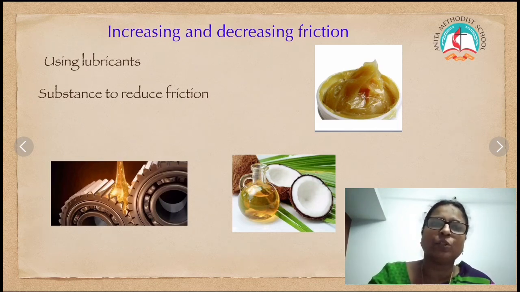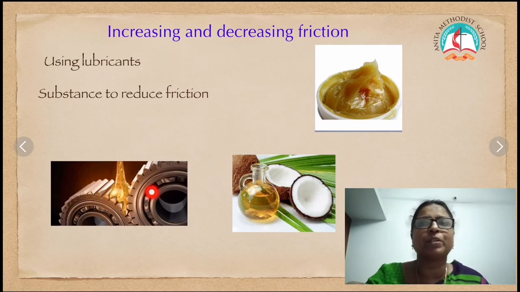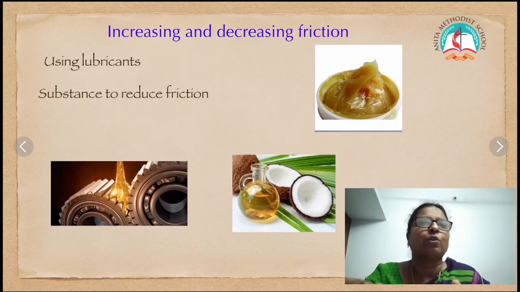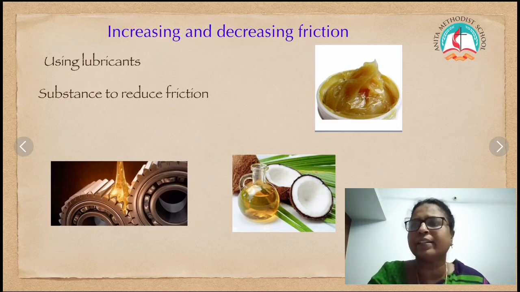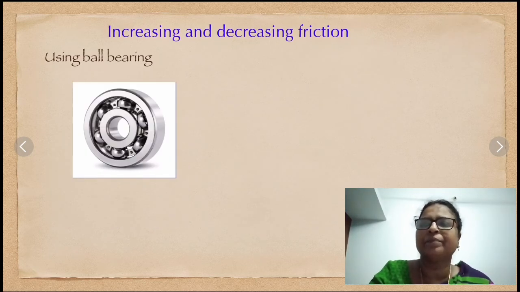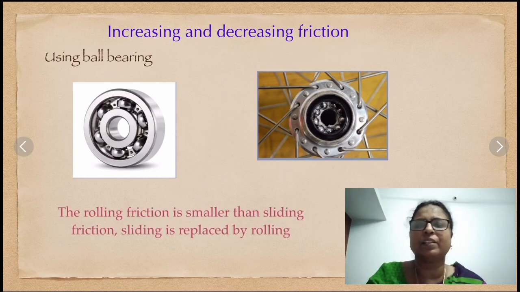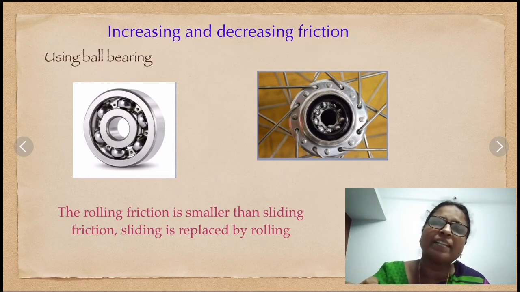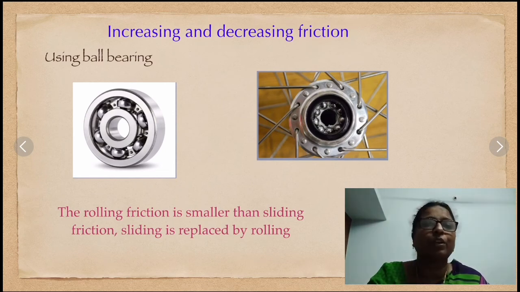Here you can apply the oil. The lubricants fill the gaps in the irregular surfaces between the bodies and the surface of contact. This provides a smooth layer, thus preventing direct contact between the rough surfaces. The next one is using ball bearings. Here you can see what will happen. The rolling friction is smaller than the sliding friction. So we are replacing the sliding friction by rolling with the usage of ball bearings.